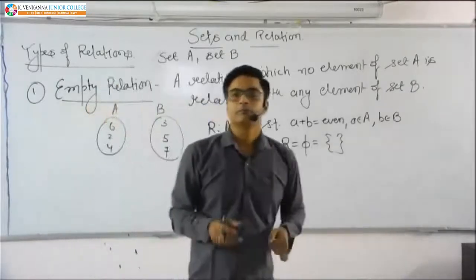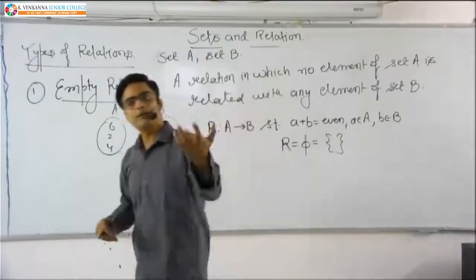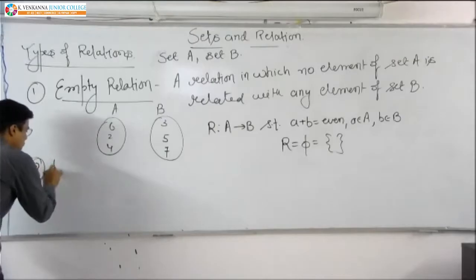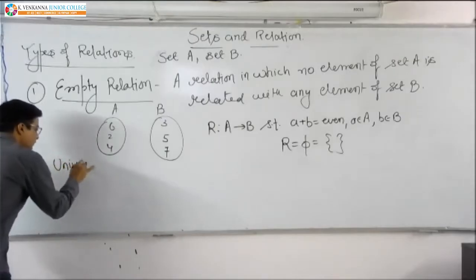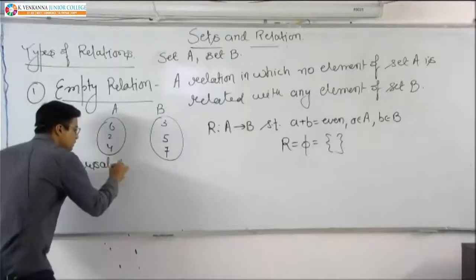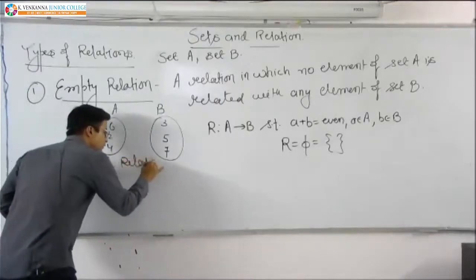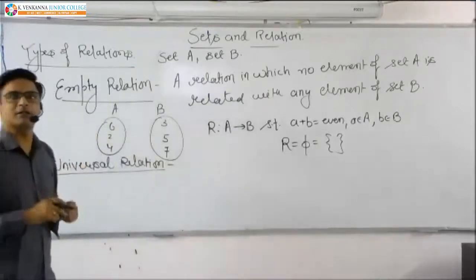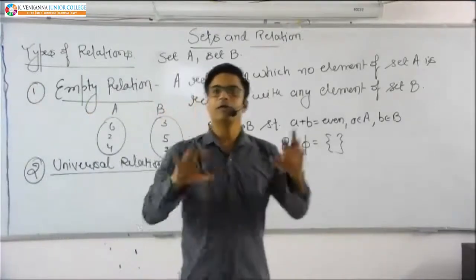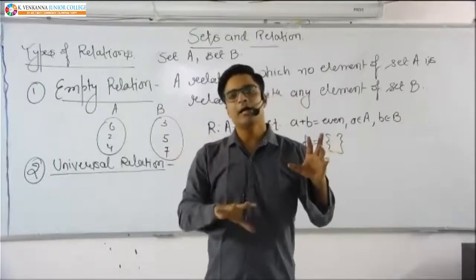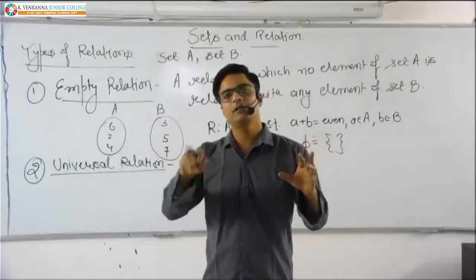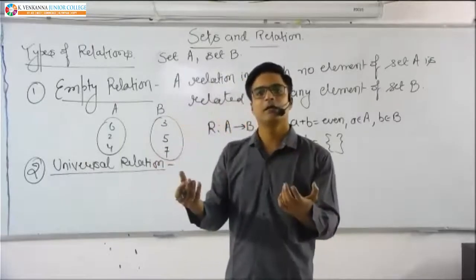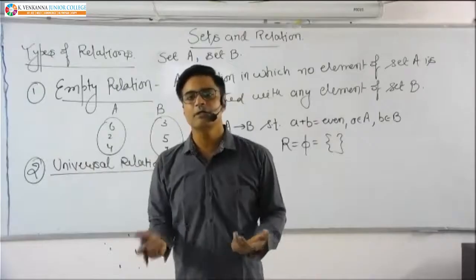Now, come to the other extreme. Let's say I define the universal relation. In the universal relation, what we are doing is connecting every element of set A with every element of set B. That means we are taking the Cartesian product itself.